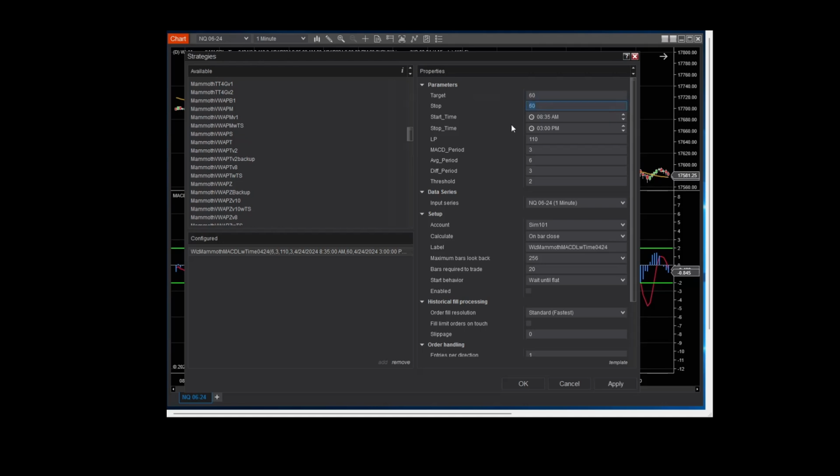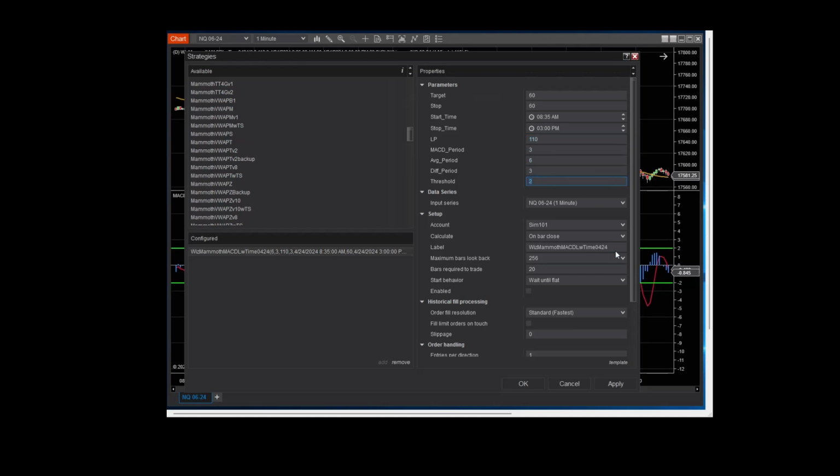These are based on ticks, and the start time is 8:35. Stop time is 3 p.m. You can actually change the time, depending on the performance. Then you can see the parameters right there. LP, which is the linear regression period, is 110. MACD period 3, average is 6, and diff period is 2, and threshold is 2.